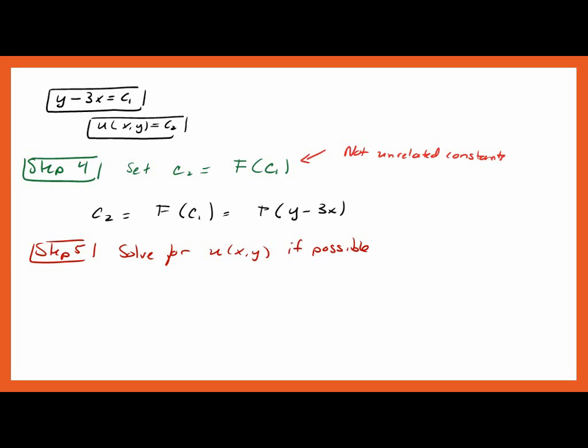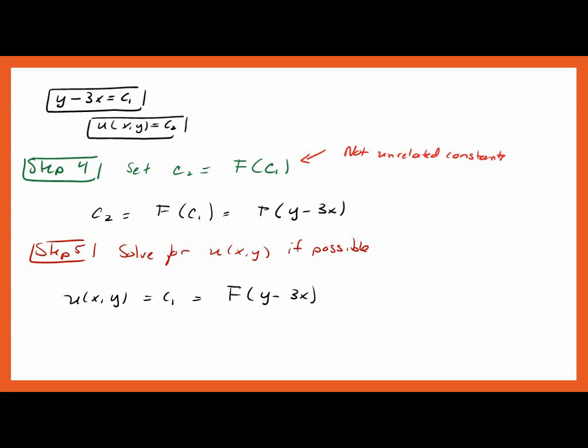And if possible, if that c2 wasn't alone, you're actually trying to solve for u. Or you can leave it implicitly if it shows up in a messier equation. This was a very simple equation, so you didn't have any u squareds or anything hanging around. But if possible, you will solve for u. In this case, we just got it because it was the simplest thing I could write. So we get u of x,y is equal to a function of y minus 3x.